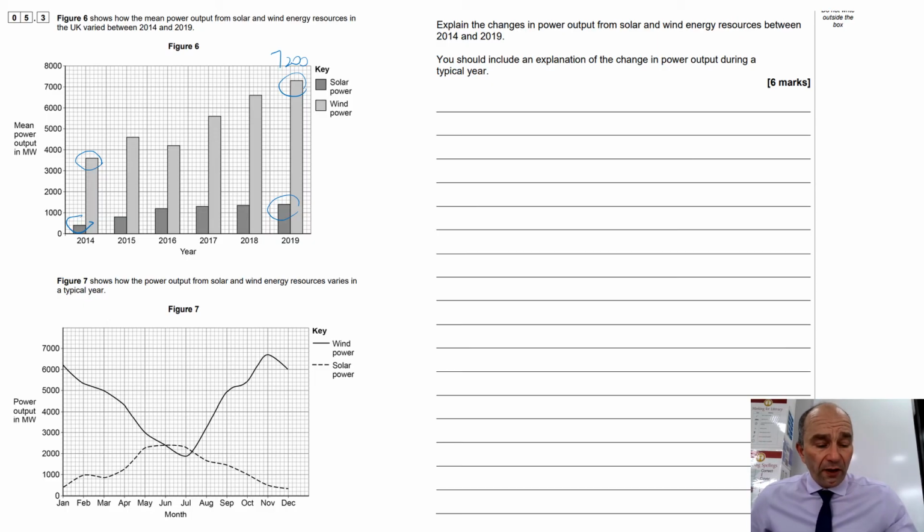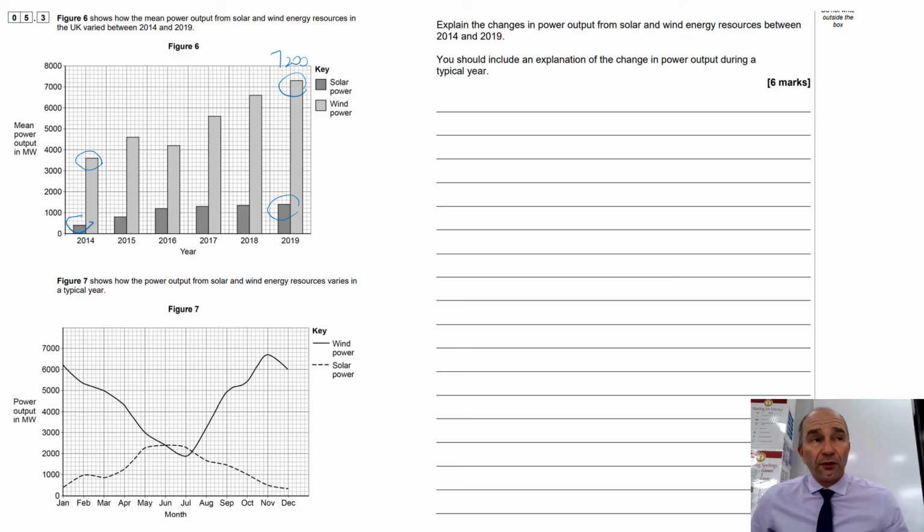You can talk about the fact that wind power is generally always producing more power, apart from in that month of July, where there's actually more energy generated by solar power than the wind. So talk about those trends.